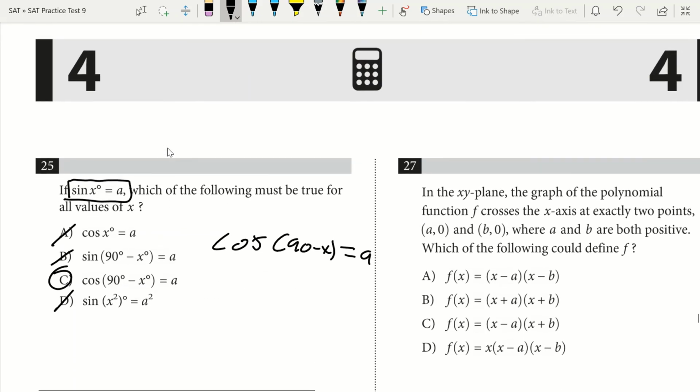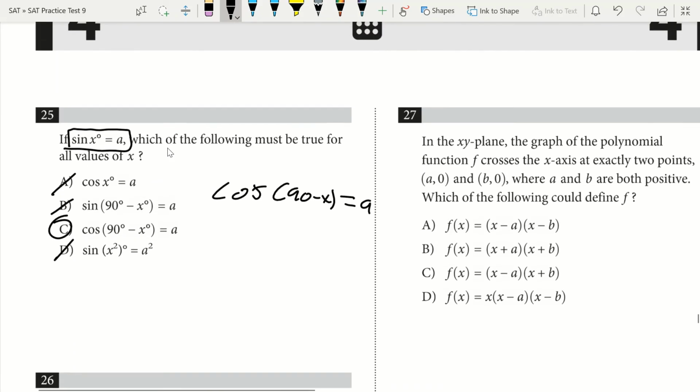Question 27. In the xy plane, the graph of the polynomial function f crosses the x-axis at exactly 2 points, a, 0 and b, 0, where a and b are both positive. That's important. Which of the following could define f? All right, well, if both my zeros are positive, I know here in this equation, my zero will be a and my zero will be b. I've got to flip the sign, right?